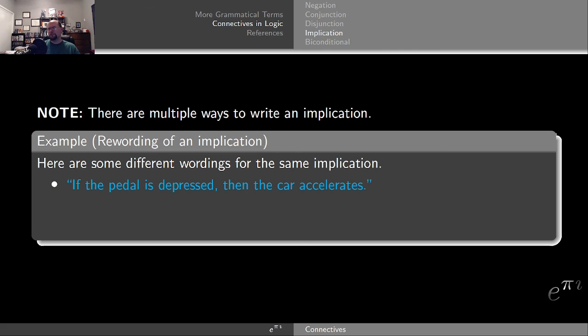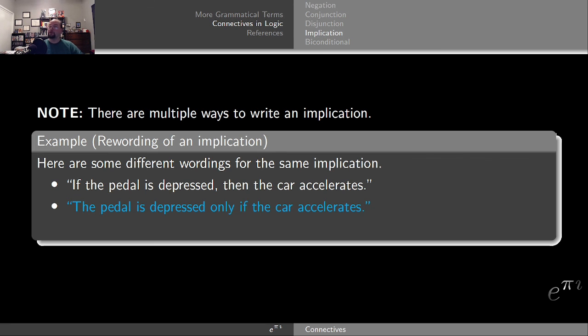On the other hand, here's an equivalent statement that, again, is the same statement, but reworded, and it does crop up in literature this way. The pedal is depressed only if the car accelerates. Now, I find that this particular wording is a bit confusing for some folks because of the placement of the if. In the previous statement, if the pedal is depressed, then the car accelerates, the if is with the hypothesis. In fact, that's how we stated it in the definition on the last slide. However, here the if is placed with the consequent instead, and thus people tend to confuse where the antecedent and the consequent are in this particular wording.